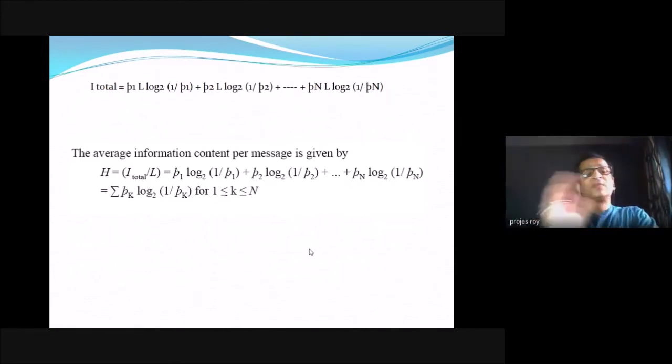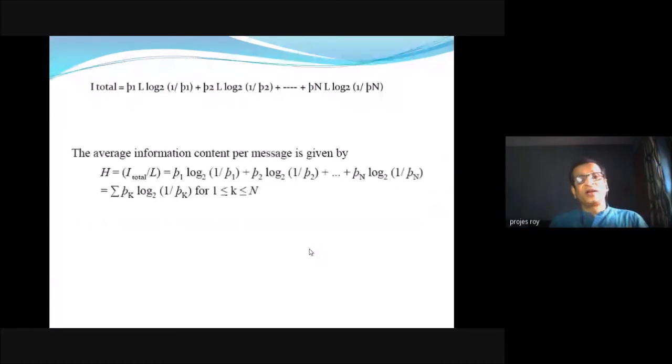Now here is the example on the information. I total is equal to P1 L log2(1/P1) plus P2 L log2(1/P2), and so on. The average information content per message is given by H, which we have already denoted as the information entropy. Here H = I total / L = P1 log2(1/P1) + P2 log2(1/P2) and so on, which is equal to sigma PK log2(1/PK) for 1 ≤ K ≤ N. So this is the information entropy.